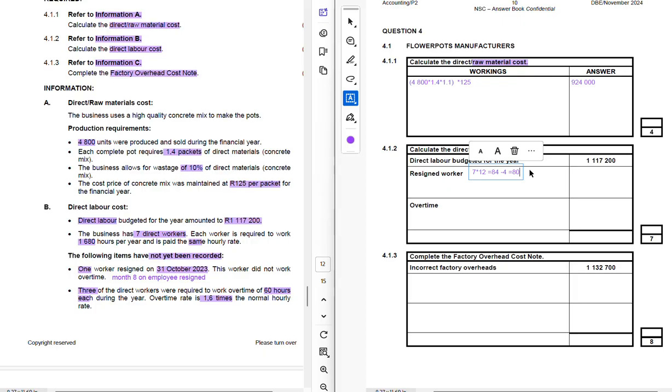Now, in order to convert this into an amount, you are going to say the budgeted labor cost is 1,117,200. You're then going to multiply that by 4 divided by 84. Why are we dividing by 84, and why is your numerator 4? 4 is the number of months lost, and 84 is the total months that we expected to have from the employees, which unfortunately we didn't have in total, but we only have 80. The amount that you're going to get is minus 53,200.